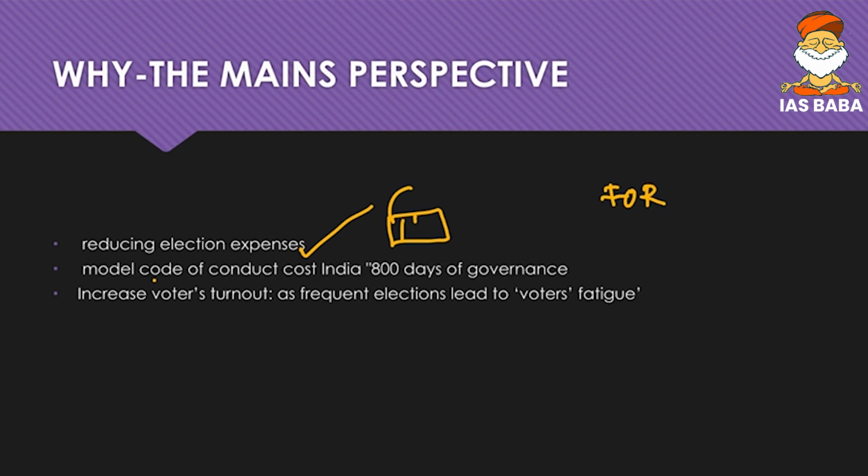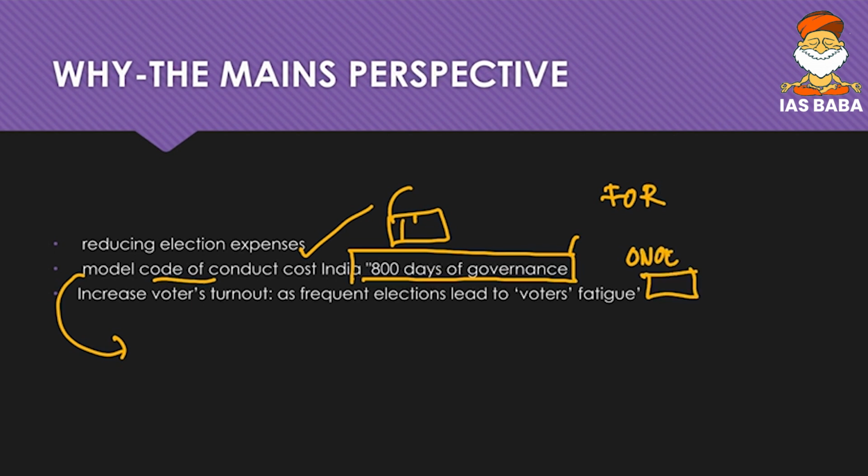Apart from that, the model code of conduct also says that whenever you have an election, the model code of conduct normally is applied, and it leads to a time where no new policy can be implemented. Now that India is constantly in election mode, at one time or the other there is a model code of conduct applicable in some part of India. It is being said by the ruling party that this model code of conduct has led to almost 800 days of governance being lost in the last 5 years.